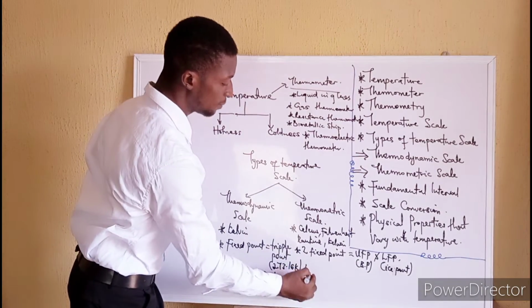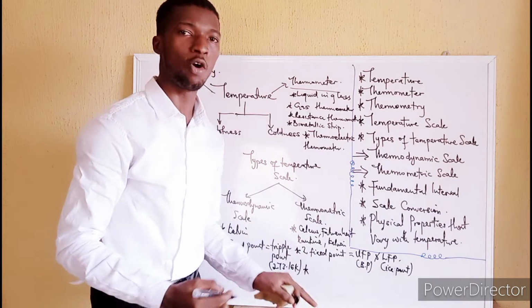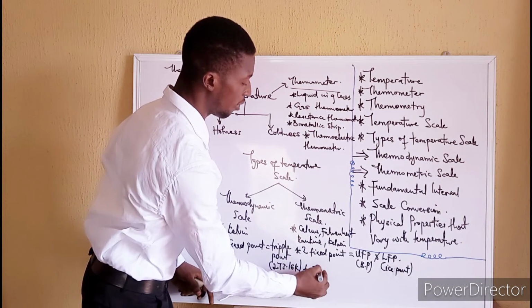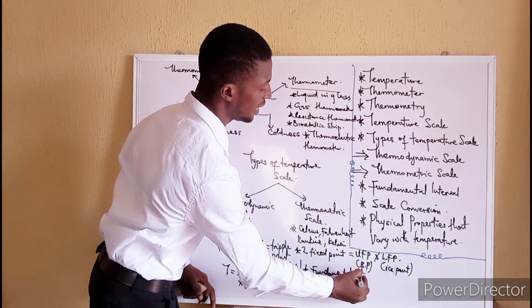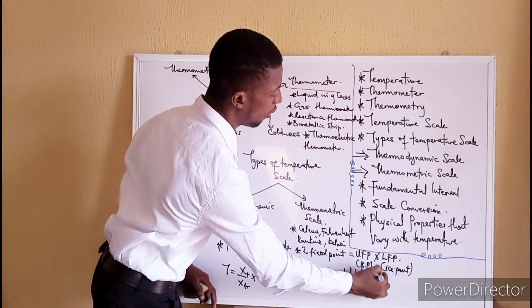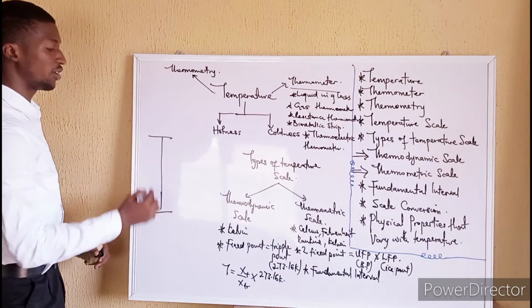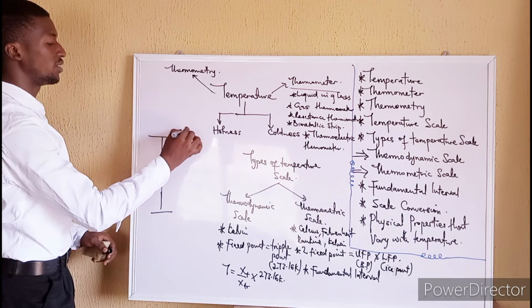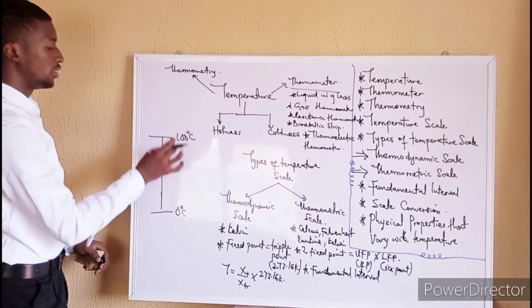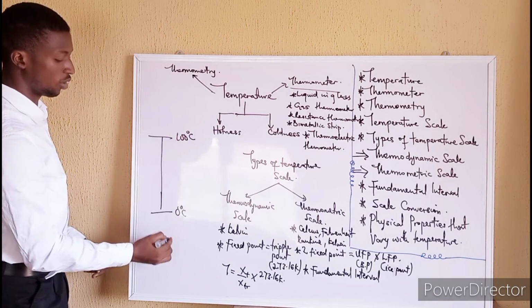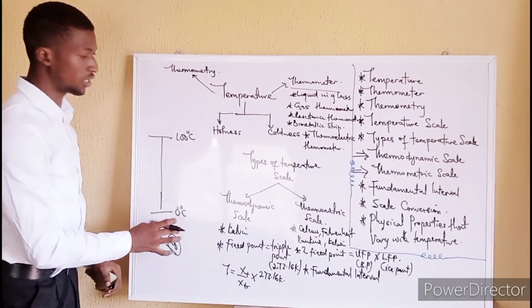Since we have two fixed points, we can therefore include what we refer to as the fundamental interval. What do we mean by fundamental interval? The fundamental interval is the difference between the upper fixed point and the lower fixed point. For the Celsius scale, with 100 degrees Celsius and 0 degrees Celsius, the difference between 0 and 100 is still 100. So we have 100 intervals for a Celsius scale.